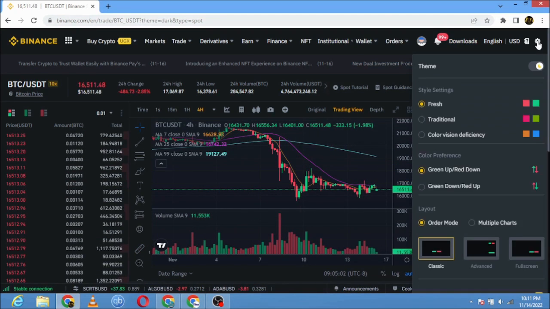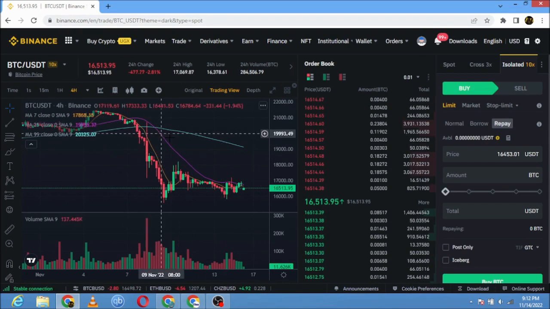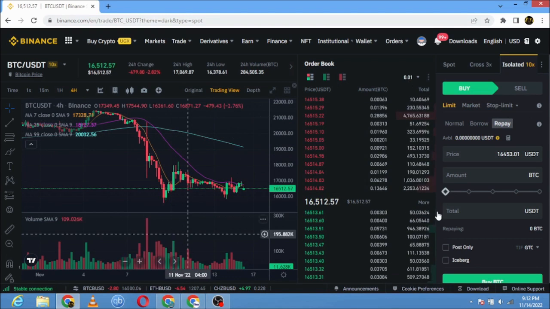Now if you want to change the order mode, you can change. This is how you can change the order mode, because this one looks ugly for sure. Now there is classic, advanced and full screen, but to me and most people, they use advanced. This is how advanced looks like. You see, it's very organized.